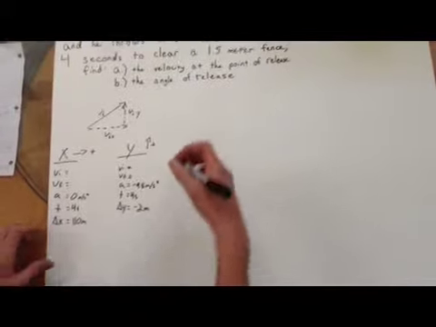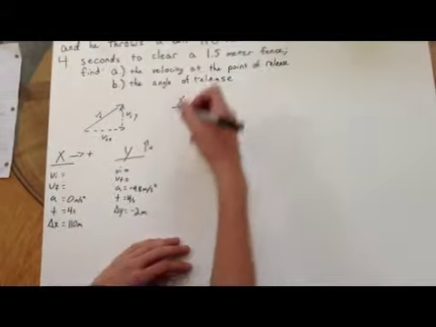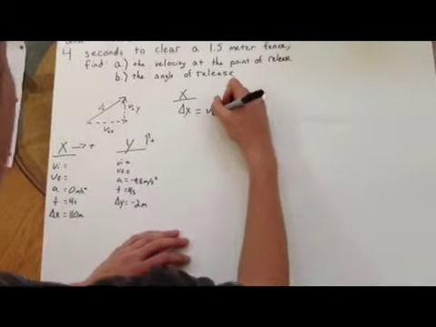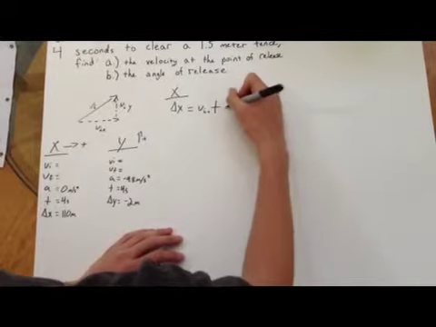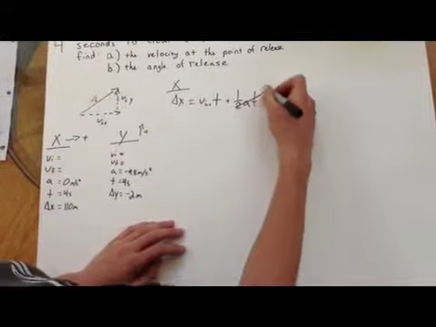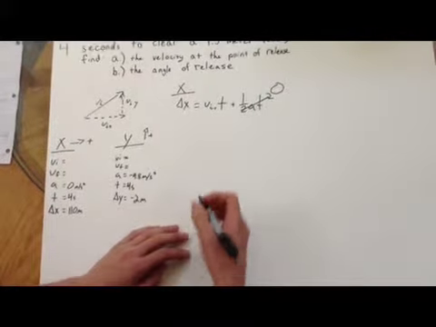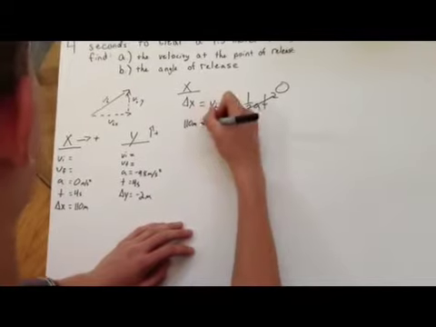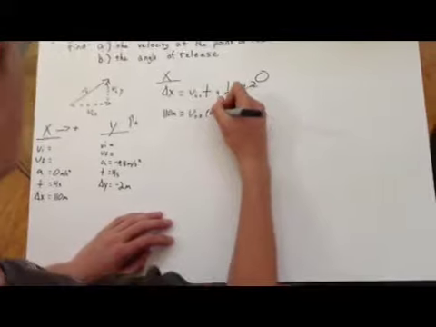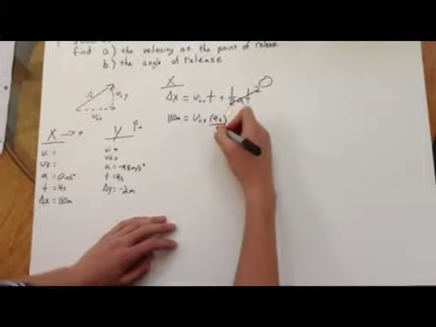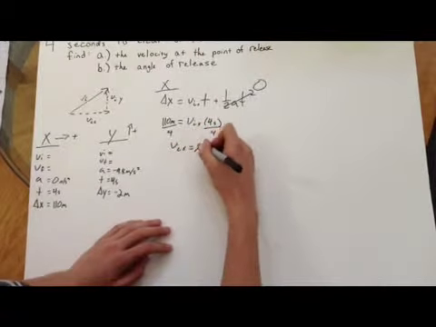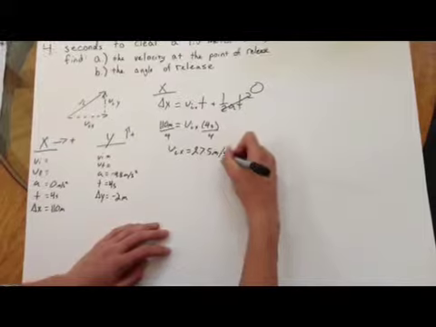So in the x direction, we'll use the equation delta x equals Vix t plus 1/2 a t squared. A is 0, so that just becomes 0. And so we have 110 meters equals Vix times 4 seconds. Divide over the 4 seconds, and we get Vix equals 27.5 meters per second.